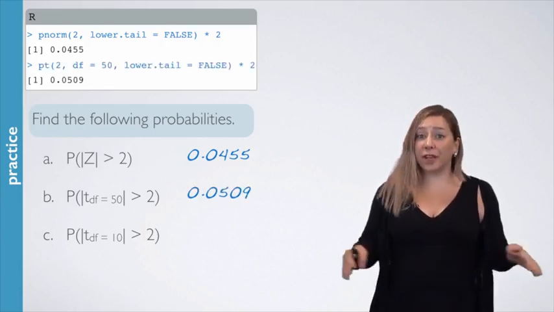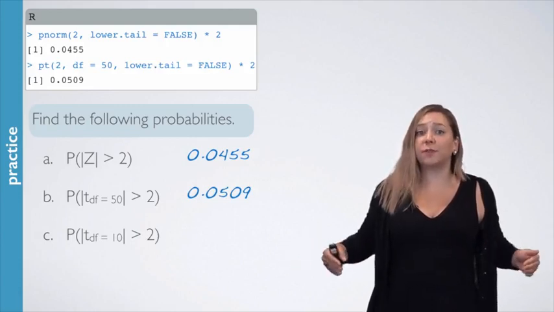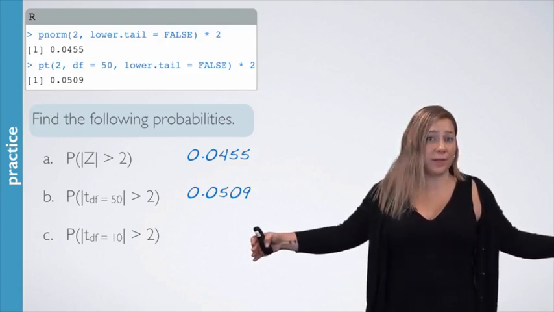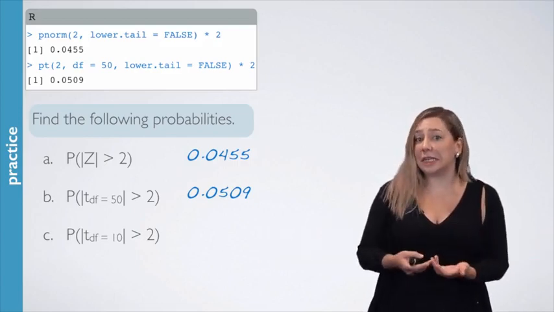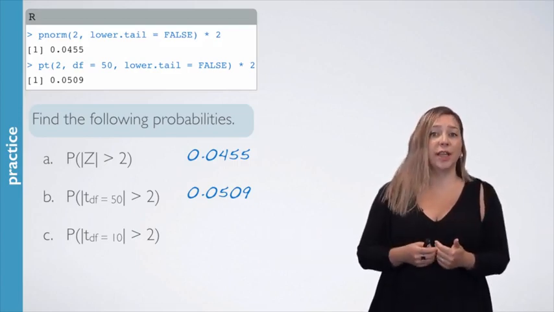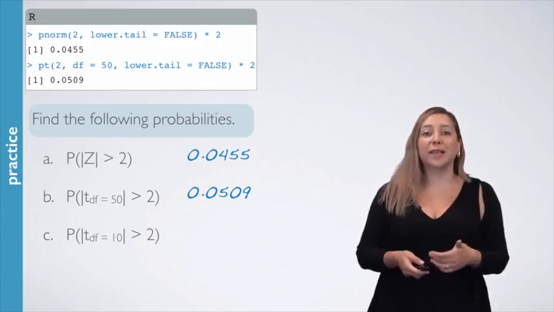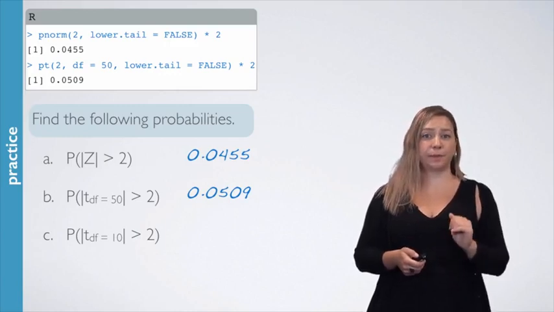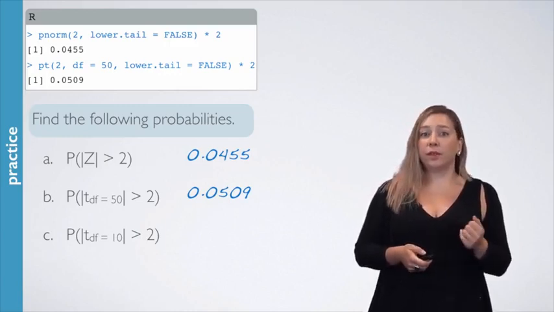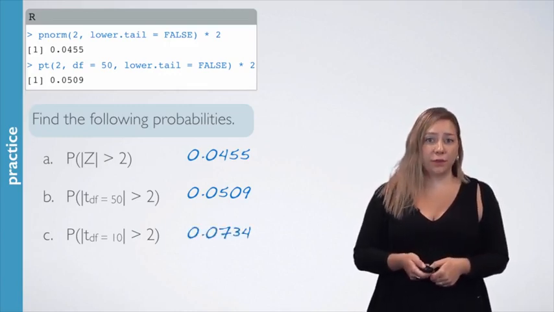Remember, we talked about thicker tails and a higher percentage of observations falling further than 2 standard deviations away from the mean under the t-distribution. We're starting to see the effect of this with the larger tail area under the t-distribution. Let's take things a little further and decrease the degrees of freedom to 10. The new probability is 0.0734.